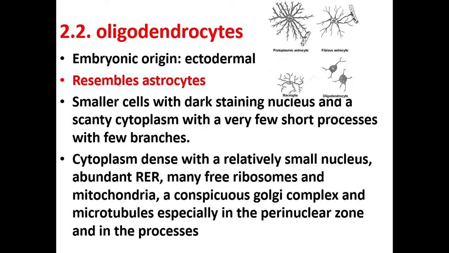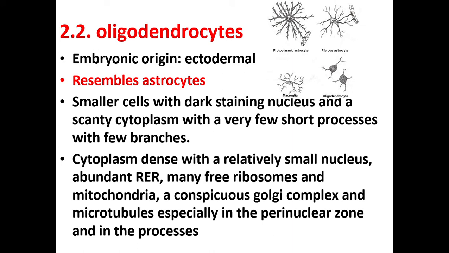The second macroglial cells are the oligodendrocytes. They are of ectodermal origin and they resemble astrocytes morphologically, but they are smaller compared to the astrocytes, with a dark staining nucleus and a scanty cytoplasm with very few short processes with few branches.